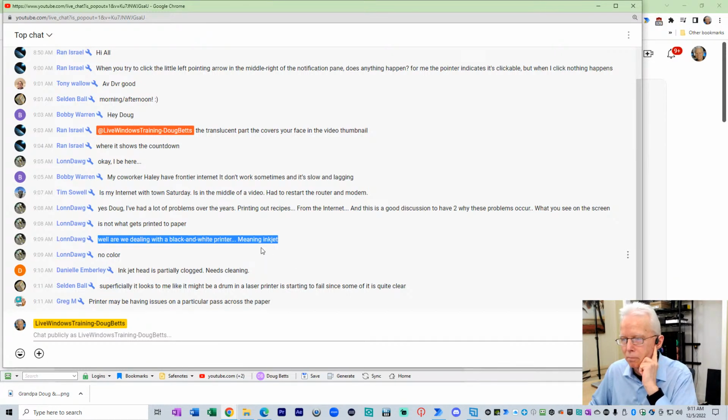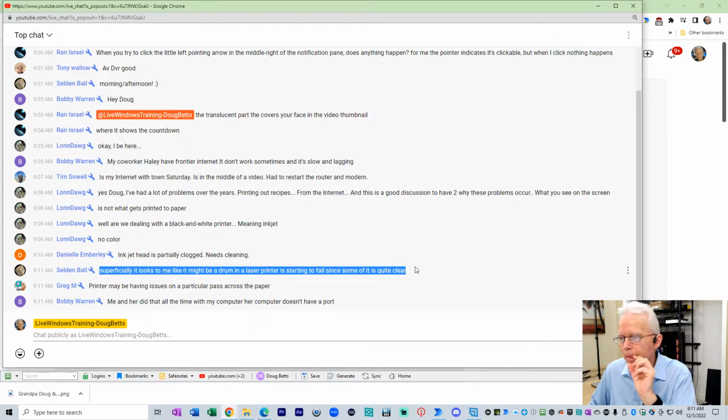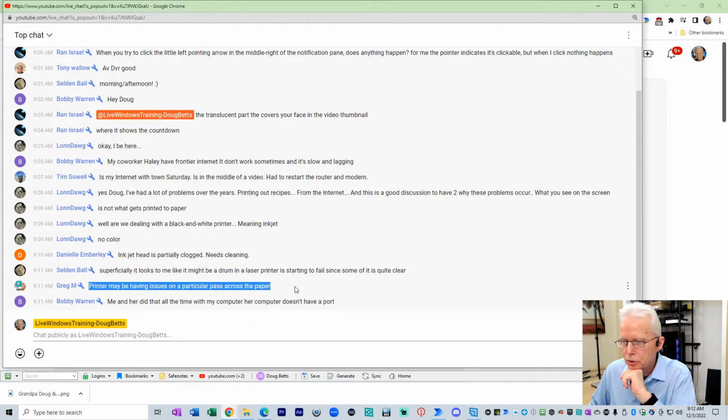Let's see if there's other people thinking differently. Yeah, black and white printer, but do you really think it's inkjet? No color, agreed. Inkjet head is partially clogged, needs cleaning. Possibility. Superficially, looks to me like it might be a drum in a laser printer starting to fail, since some of it is quite clear. I'm more leaning towards this line of thinking, and I'll tell you why in a little bit. Printer may be having issues on a particular pass across the paper.